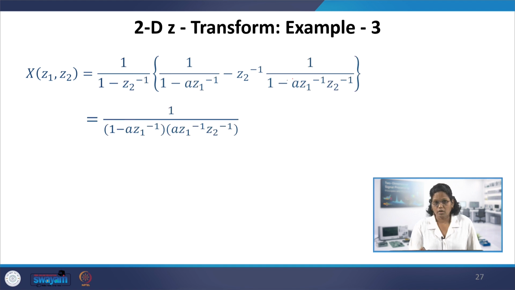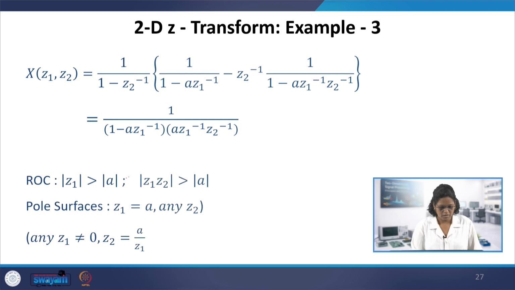So that's how we get 1 by 1 minus a, and this would give us 1 by 1 minus a z1, and this gets simplified. So we get the product of a z1 minus 1 z2. So now what is the ROC for this case? So the ROC is defined here: z1 greater than a and z1 z2 greater than a.